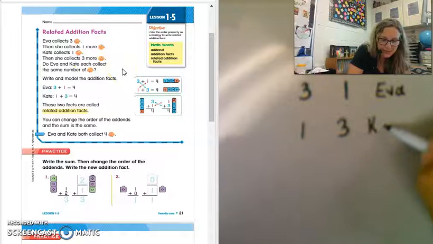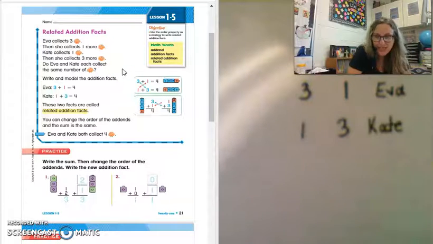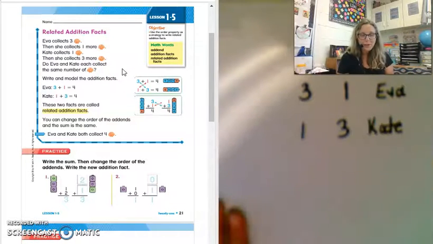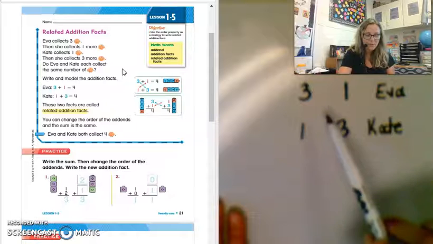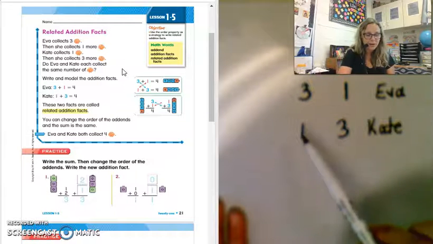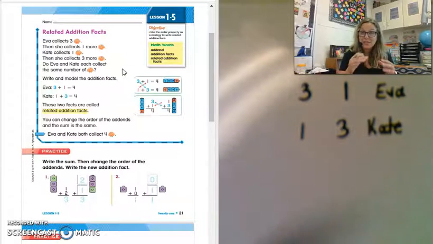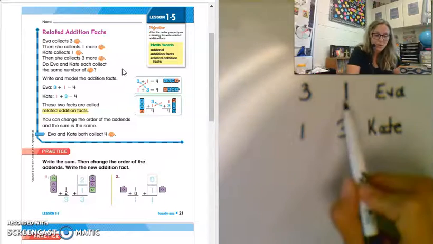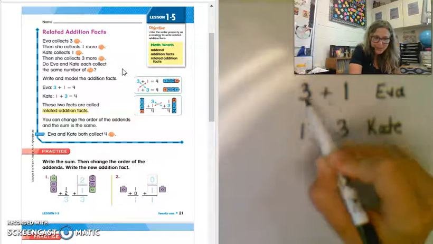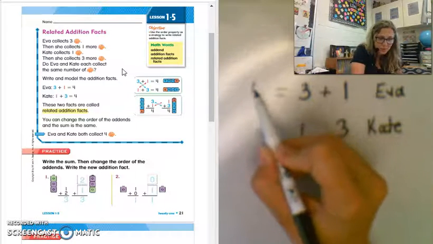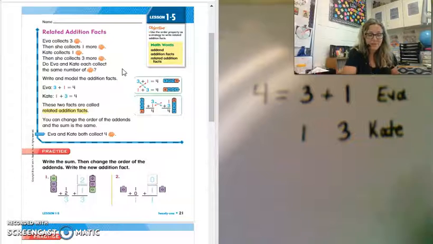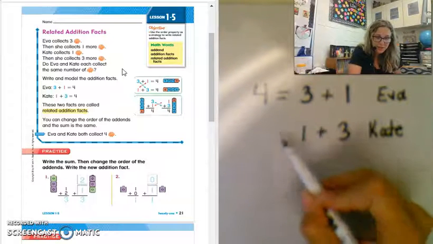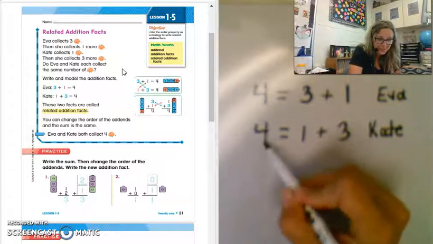This is Kate. So we have Eva and Kate, and they both found shells. Now you might notice here that they both found 3 shells and they both found 1 shell. They found them in different orders. But if I were to ask how many they each collected, if we were to add up how many they collected, we would see that 1 plus 3 would be 4 altogether for Eva, and 3 plus 1 would be 4 altogether for Kate.